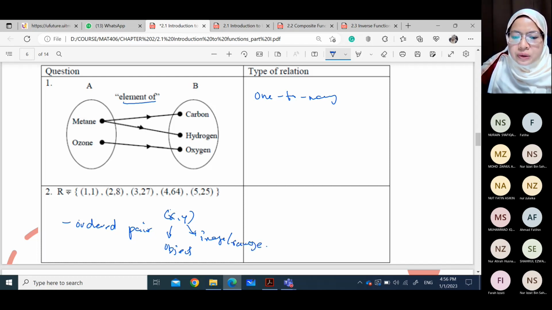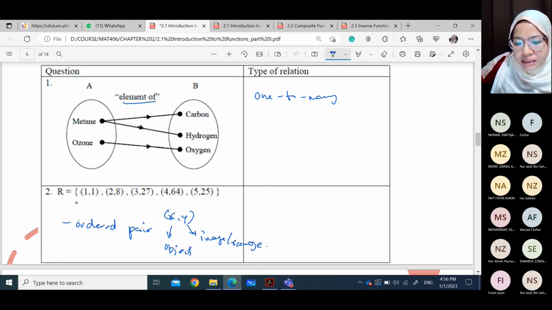Okay, right. So based on this relation, we have one to one. So maknanya dia adalah the object here is one and mapping to one. Second mapping it is about 2, 8, which is our object here is 2 and our image is 8. Okay, and we have 3, 27, 4, 64, and the last one is 5, 25.